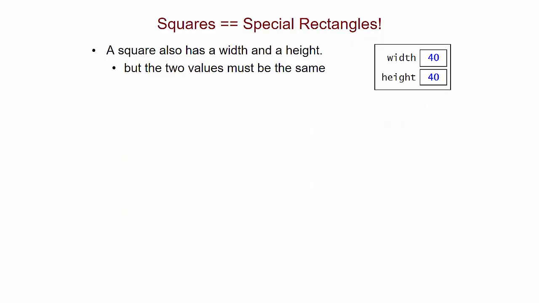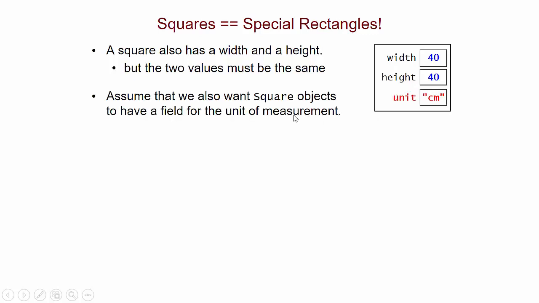But let's say we then wanted to be able to represent squares. We wanted to have objects for squares. Well, they're really very similar to rectangles. They are a type of rectangle. The key thing is that the dimensions have to be the same. And let's imagine that in our application, when we are representing a square, we also want to have a field for the unit of measurement. So it might be centimeters or inches or whatever it might be.